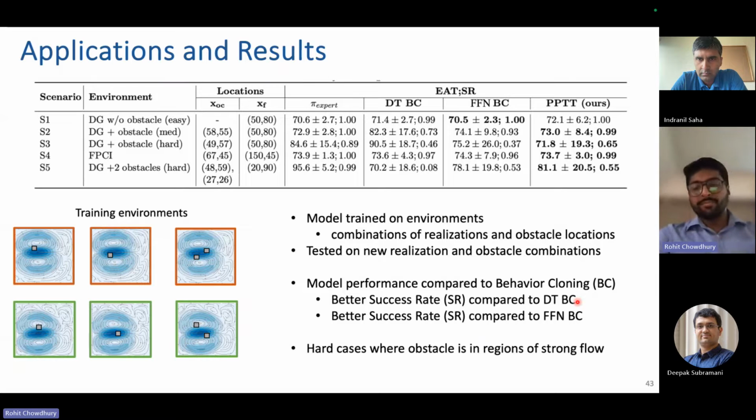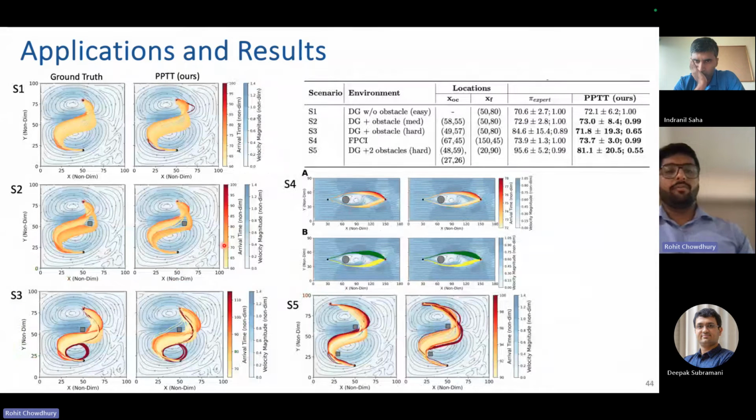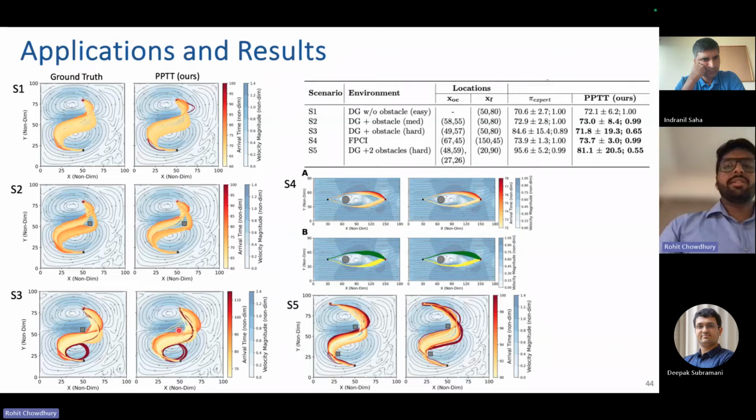than these other models. Of course, there are some hard cases where the obstacles are present in the region of critical flow. So, for example, you'll see that this obstacle is present in a region where the flow is very strong. And so sometimes what happens is that the agent, when it's very close to the obstacle, if there's a very slight error in the prediction, it may just bump into the target, which can sometimes in these cases lead to a hit in the success rate. But other than that, the model performance qualitatively seems very similar to the ground truth, and hence it's able to generalize to a decent extent.